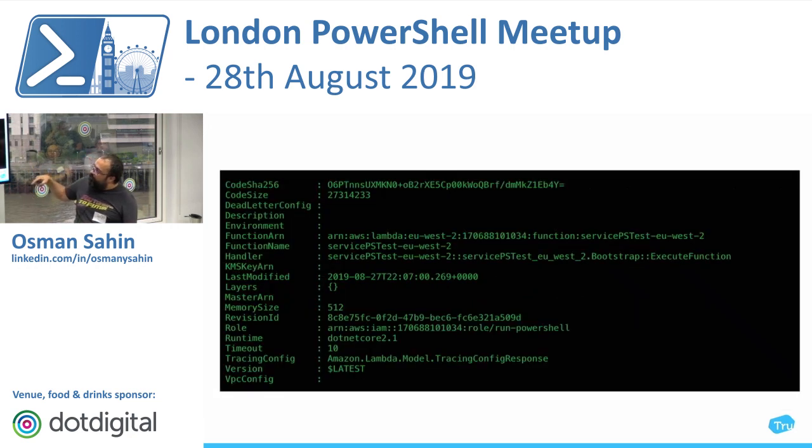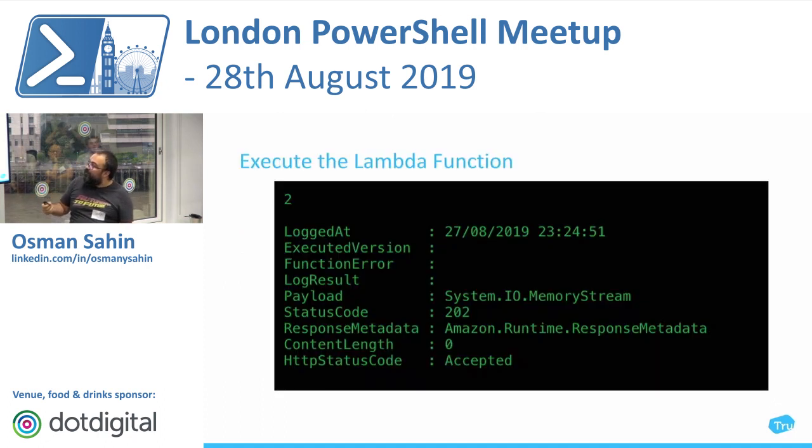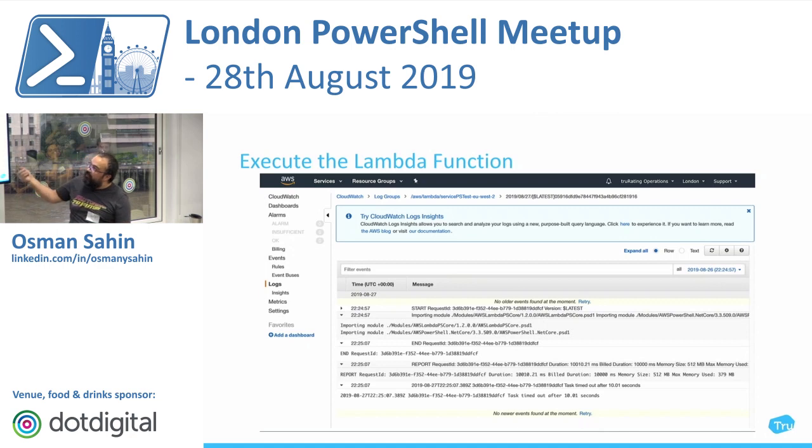So when I run the script, it shows me how it created that function for you. That's my function name, my regions, and so on. Okay, good. And then you can see my function is there. So I used PowerShell to deploy my PowerShell script to AWS Lambda. And it's a .NET Core application, by the way. It's not a PowerShell script anymore. When I execute the script, it says, okay, it's running. Good. It's simple, right? And that's a CloudWatch log.